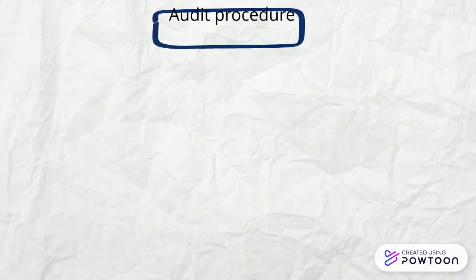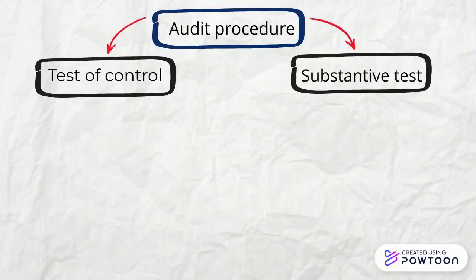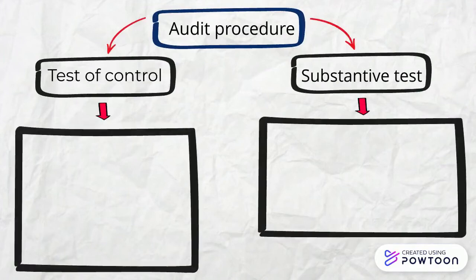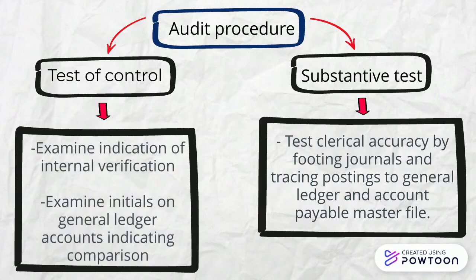So now is about audit procedure, which is divided into two. The first one is test of control. The next one is substantive test. For substantive test, it is to test clerical accuracy by summarizing journal and tracing posting to general ledger and accounts payable master file. For test of control, it is to examine indication of internal verification. The next one is to examine initials on general ledger account indicating comparison.